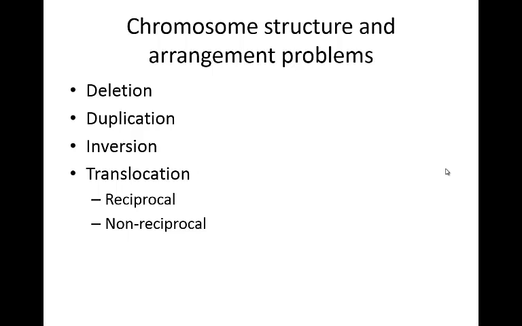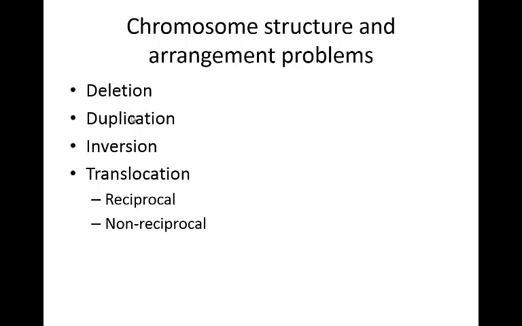Okay, so we've talked about problems when the chromosomes do not separate appropriately during meiosis, and now we're going to talk about specific chromosome structure and arrangement problems. There are a couple of different types you can get. You can have deletions, where one or more chunks of the chromosome is lost.